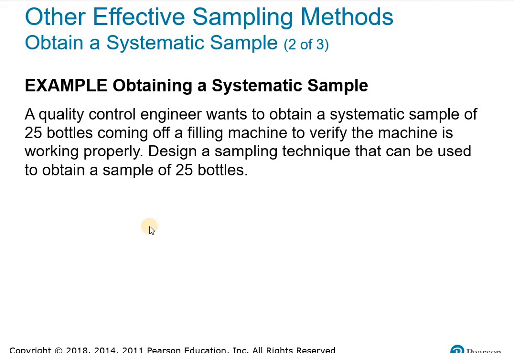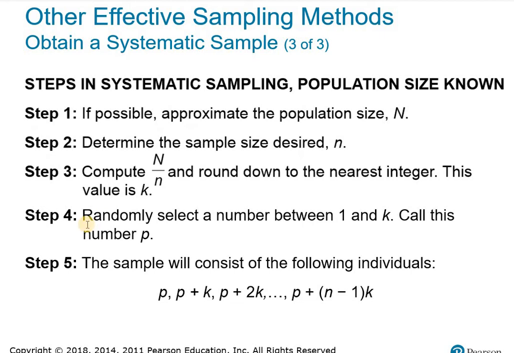Now you're going to choose a number between 1 and K. Let's say that number is 7. So you're going to pick every 7th bottle. That number might be bigger because your population is bigger. So it could be number 70. So you're going to pick every 70th bottle until you end up with 25 bottles. So that is how you use systematic sampling in this case.